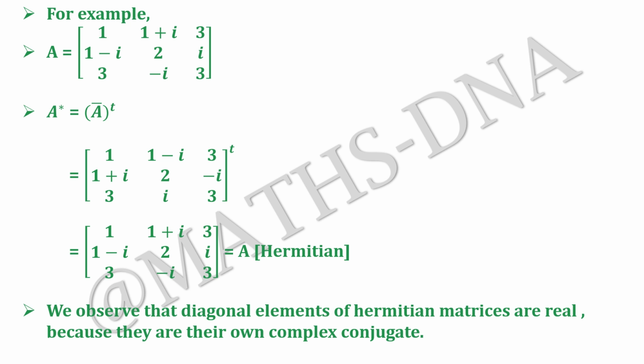Now we observe here that the diagonal elements of Hermitian matrices are real. And why are they real? They are real because they are their own complex conjugate. Other than real entries, complex entries are not their own complex conjugate.